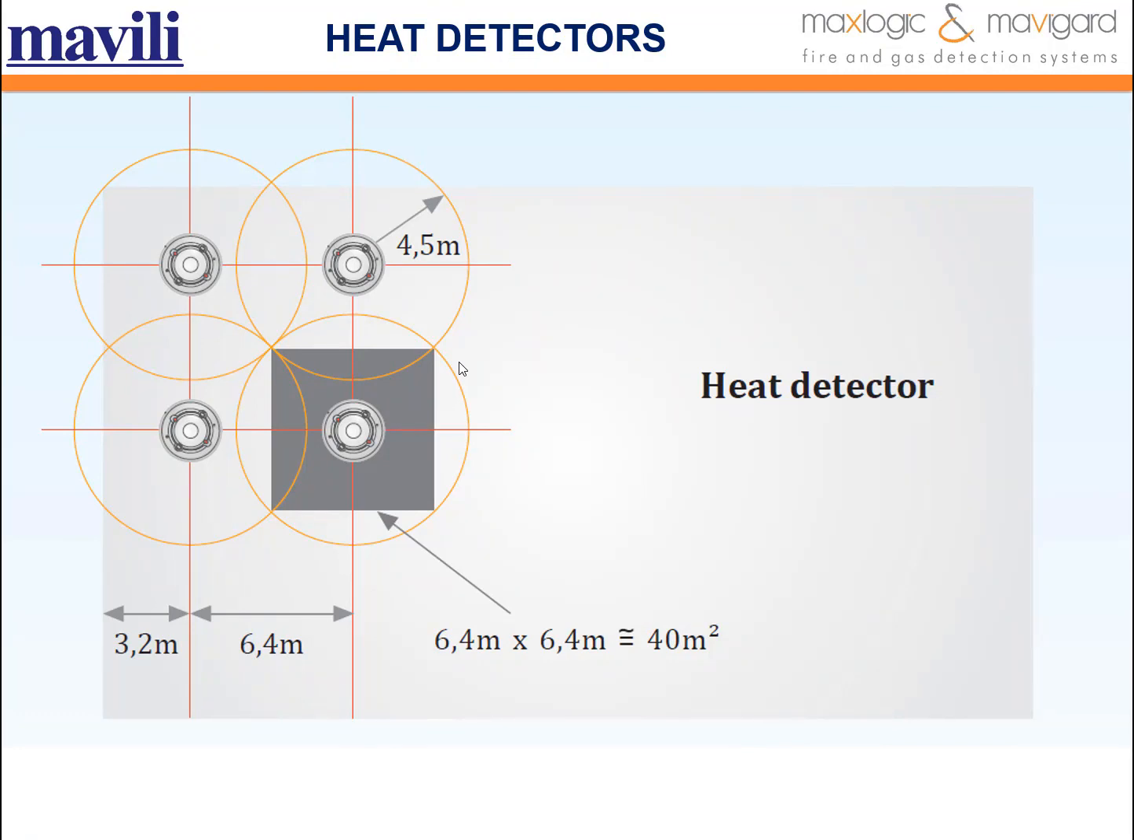These point type detectors are mentioned in EN 54.5 standards. The maximum detection radius for a heat detector is 4.5 meters. For an array of square detectors in the open area, the detectors can be at a distance of up to 6.4 meters from each other and at a distance of up to 3.2 meters from wall or large obstacle.